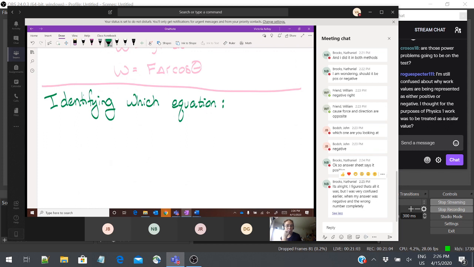Pablo says, I'm still confused about why work values are represented as being either positive or negative. Work is being treated as a scalar value. It is scalar, but scalar can be positive or negative. It just can't be left or right or up or down. Does that make sense? It's strange. Like positive and negative does kind of indicate a direction in some sense, but it's still considered scalar, right? Like temperature, it can be plus 70 degrees or it can be negative 30 degrees, but it still doesn't have a direction. Does that make sense?